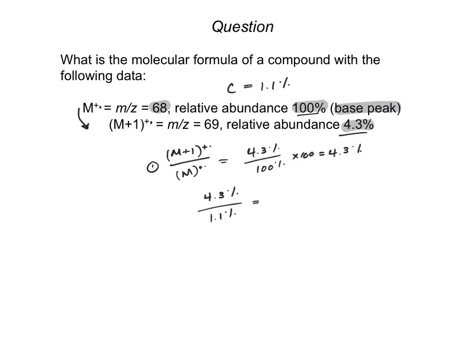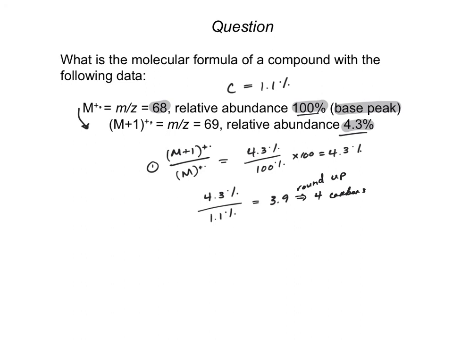If we round, and that's what you are supposed to do for this, guys, round to the nearest whole number. 4.3 divided by 1.1 gives us 3.9, and again, we're going to round up here to the nearest whole number. You don't always round up, you round to the nearest whole number, but for us, that's going to be up. So this gives us 4 carbons overall.